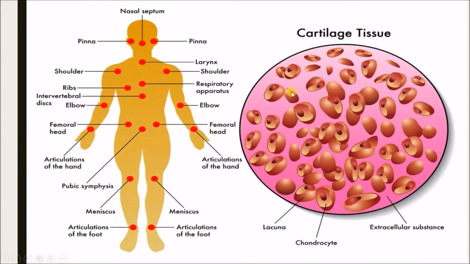And now this is the cartilage tissue. This is a microscopic image. There's a lacuna, and there's a chondrocyte. This part is called chondrocyte, and this pinkish part is called extracellular substance. And this is the human body structure, and the red spots are the parts where cartilage is found in the human body: the pinna, larynx, shoulder, respiratory tract, elbows. All these parts are where cartilage tissue is found.